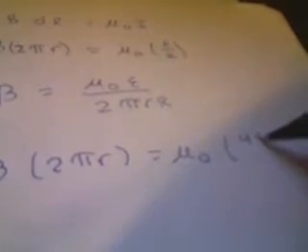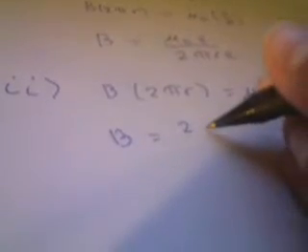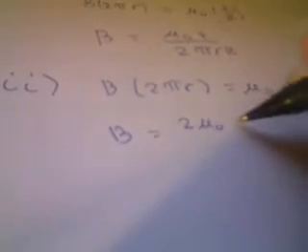For part 2, you multiply B by 2 pi R, which will equal mu naught 4 times the current over the resistivity. So the answer for the magnetic field around the outer shell should be B equals 2 mu naught times the current over pi R resistivity.